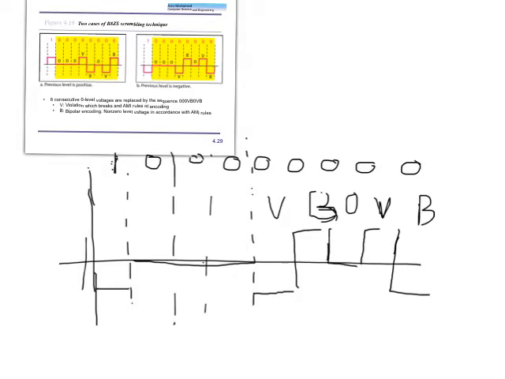0, 0, 0, V, B, 0, V, B. The substitution is constant. The only difference is how you interpret V. Okay? So V has to be at the same level as the previous non-zero voltage. And then B toggles. And then 0, and then V again, and then B.